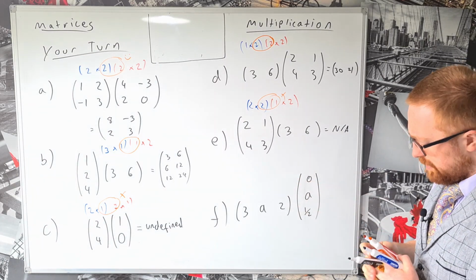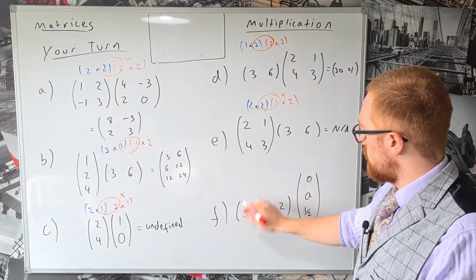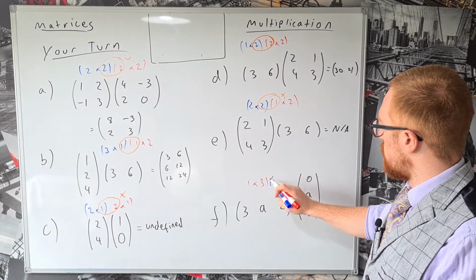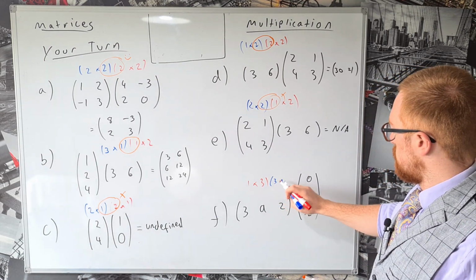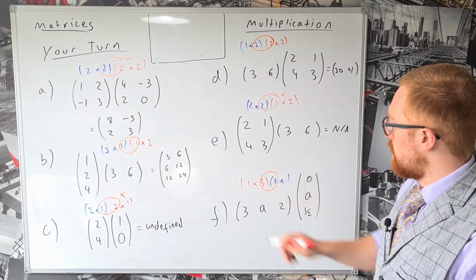There's just not going to be an answer if we do it the other way around. Good, and then this last one, so F, let's just check if it will multiply first of all. Well, this is a 1 by 3, and this second one is a 3 by 1. So it's looking like it should go because they're the same. And let's work it out.